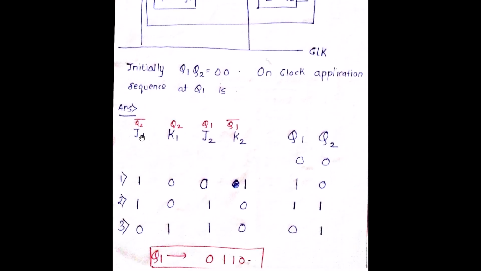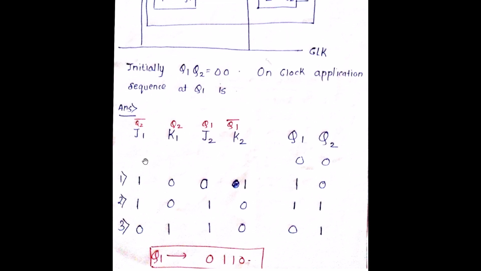Similarly, again my J1 is equal to Q2 bar, that is, Q2 is equal to 0, hence Q2 bar is equal to 1. K1 is equal to Q2, that is 0. J2 is equal to Q1, 1, and K2 is equal to Q1 bar, that is 0. So 1, 0, 1, 0 is 1 and 1.